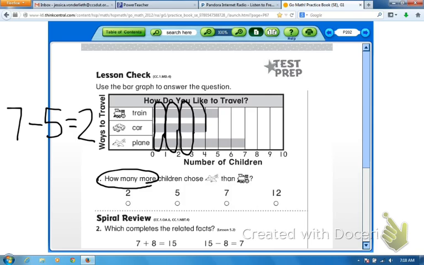Just the trains and planes. And then when we get to the end, we can see that there needs to be 2 more.